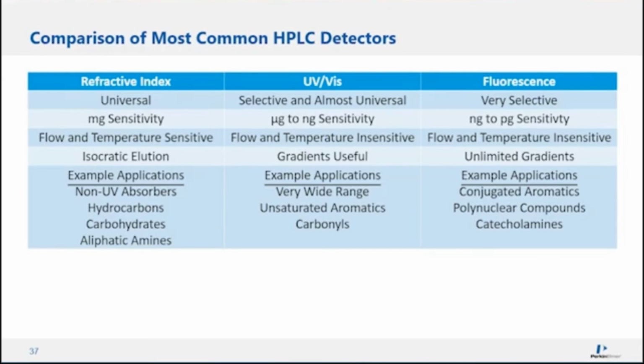Fluorescence is the third detector, which is extremely selective. We can get even better sensitivity, from nanogram to picogram. And again, just like UV-Vis, it's also flow and temperature insensitive, so we can use gradients as well. The only issue here is that the types of samples that we can look at are limited to those that exhibit fluorescence, mostly conjugated aromatics, polynuclear compounds, and catecholamines.